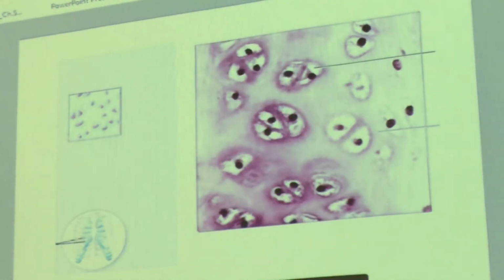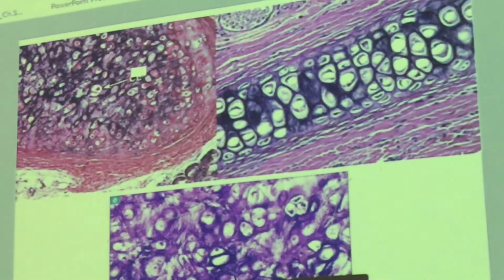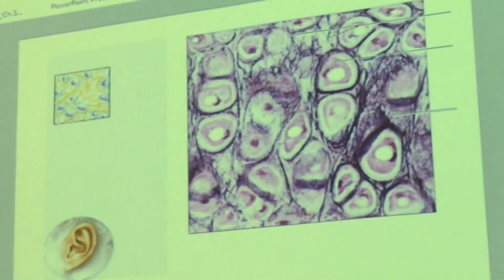But if you see something that looks like hyaline but is a little more cellular and it does have visible fibers, then it would be elastic. And where do you find elastic? Pinna of ear, auditory tube, epiglottis. Cell type. Chondrocytes. Fiber type. Elastic fibers.